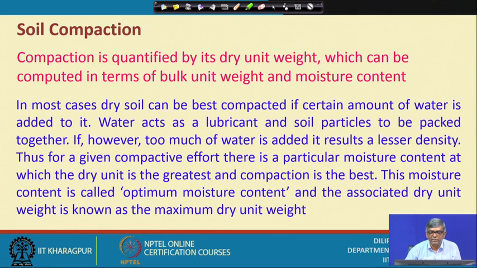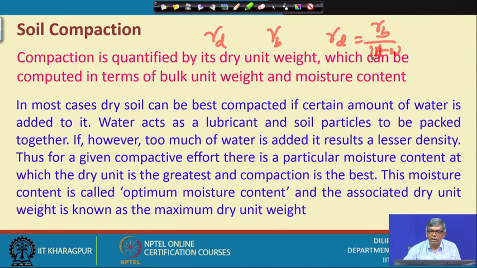Compaction is quantified by its dry unit weight, which can be computed in terms of bulk unit weight and moisture content. At the beginning we have done gamma d and gamma bulk, and we got the relationship between gamma d and gamma b: gamma d equals gamma b divided by 1 plus w. This was done at the beginning. So, when we compact the soil, how do we quantify whether the compaction is good or bad? By measuring or calculating gamma d.